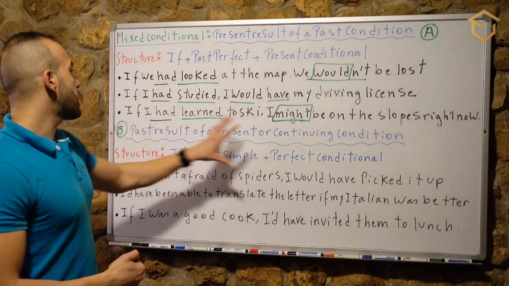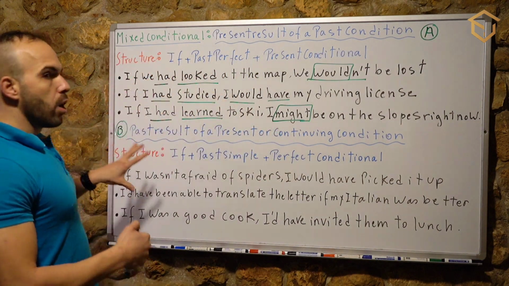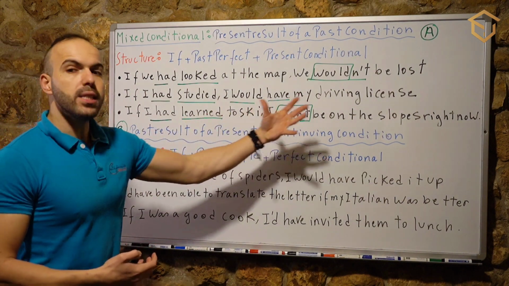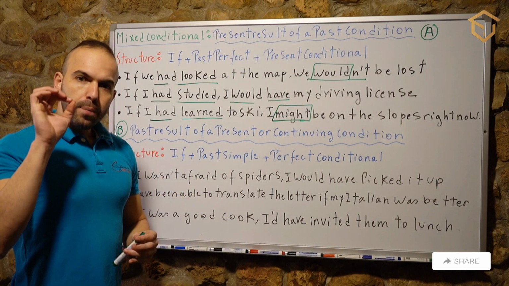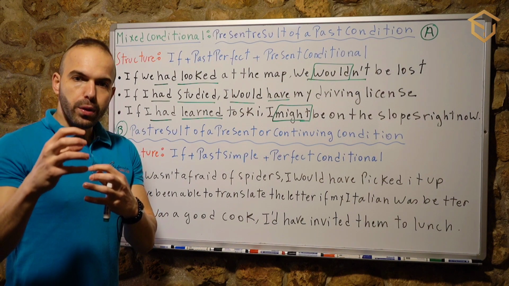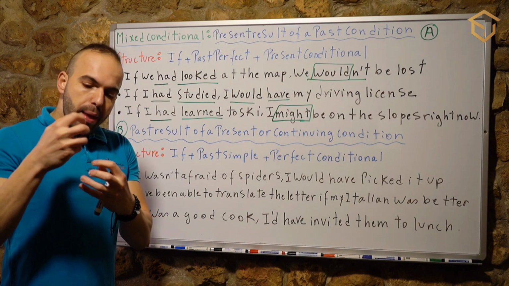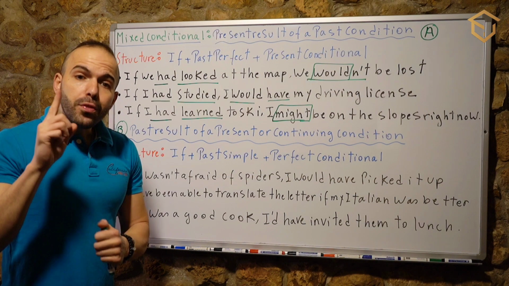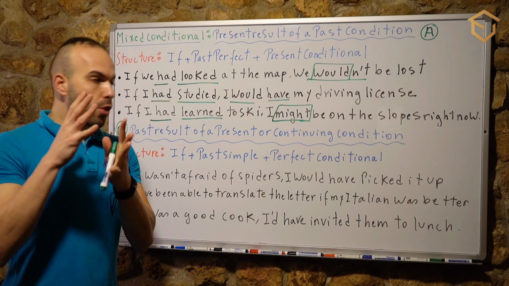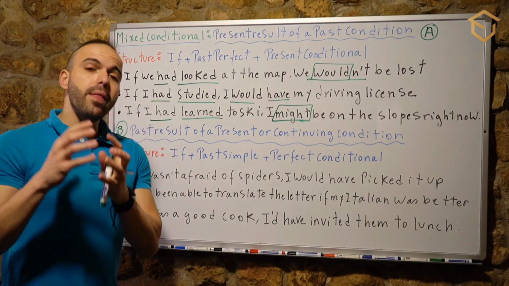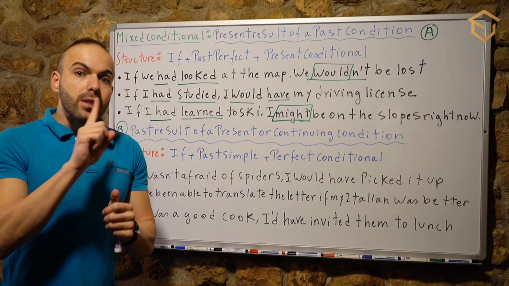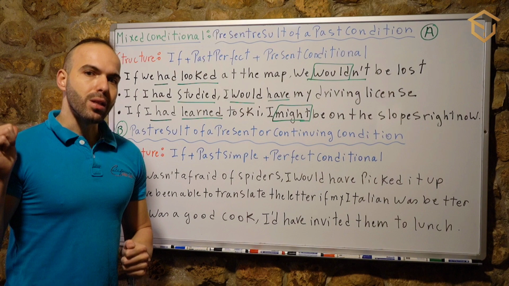Now let's move to the second type of mixed conditional, which actually talks about a past result of a present or continuing action. So this specific type of conditional refers to an unreal present situation and its probable but unreal past result. So let me repeat again. The conditional refers to an unreal present situation, and it's a probable but not real past result.